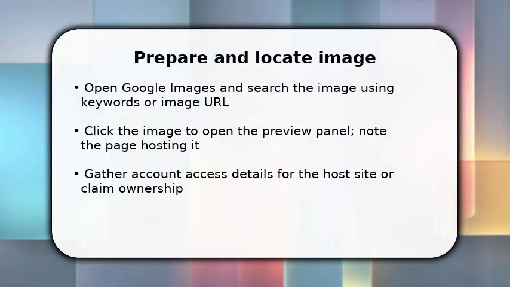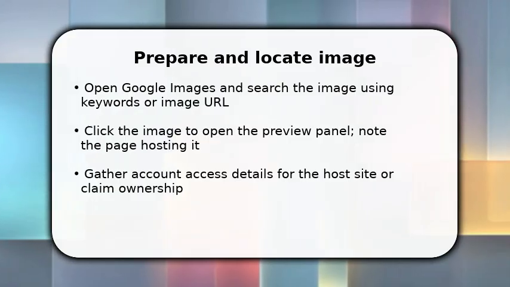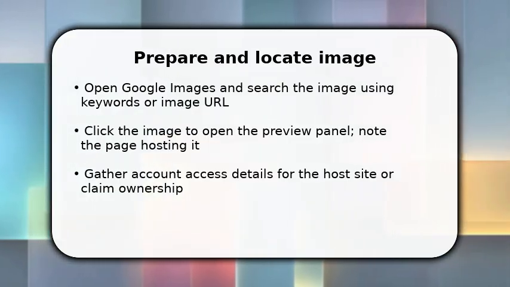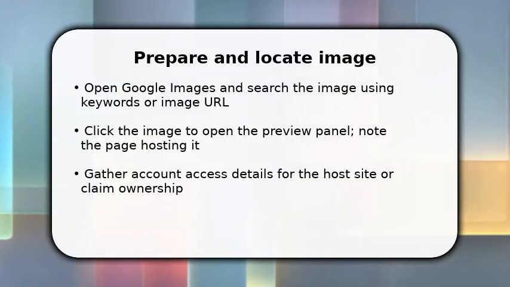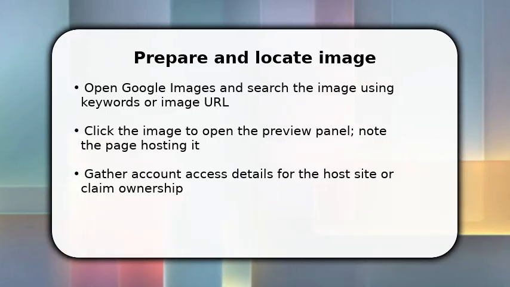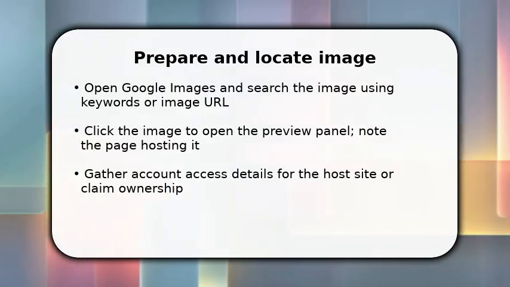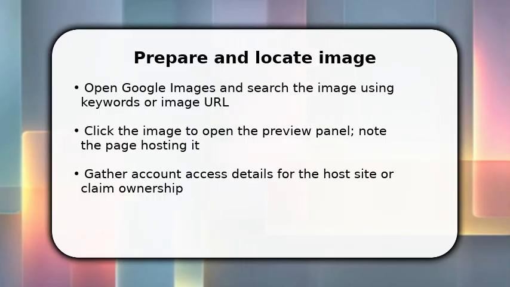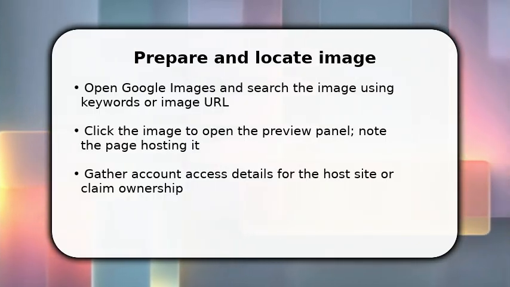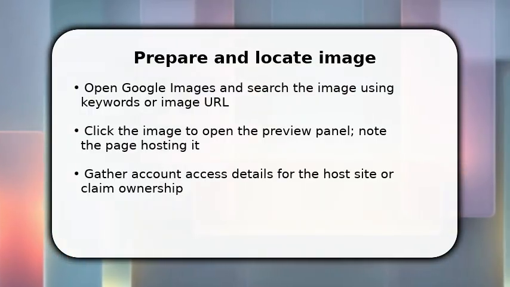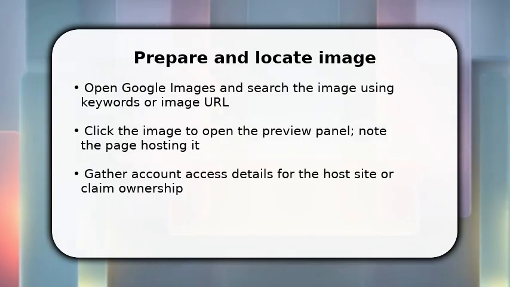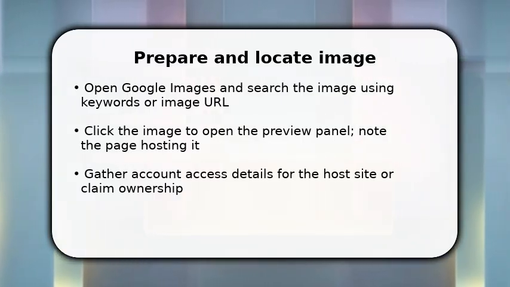You start by finding the exact image on Google Images. Click it to open the preview and identify the host page because Google indexes copies, not originals. Once done, note the URL and the site that serves the image, and make sure you have login access to that host or can contact the owner. You need this to request removal or edit metadata. Without control of the source, Google's index will simply keep a cached reference, so act at the source first.